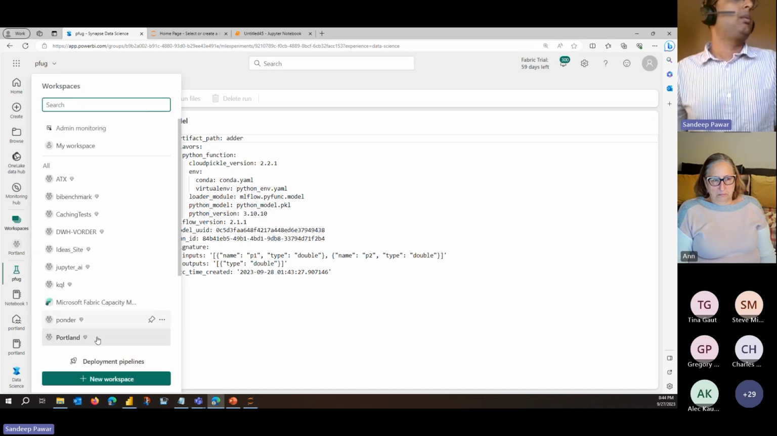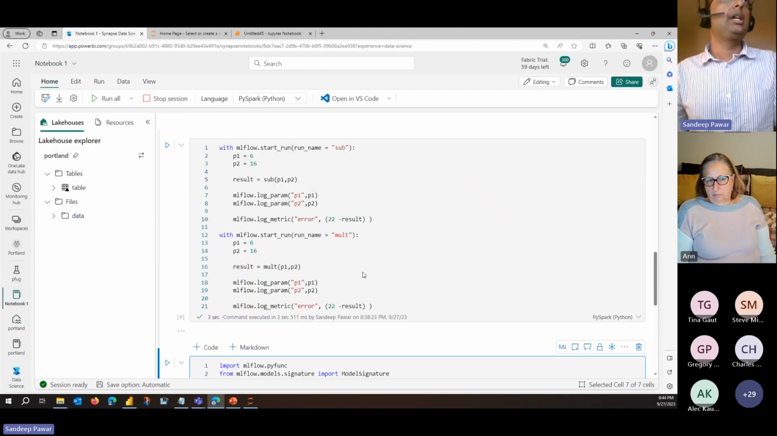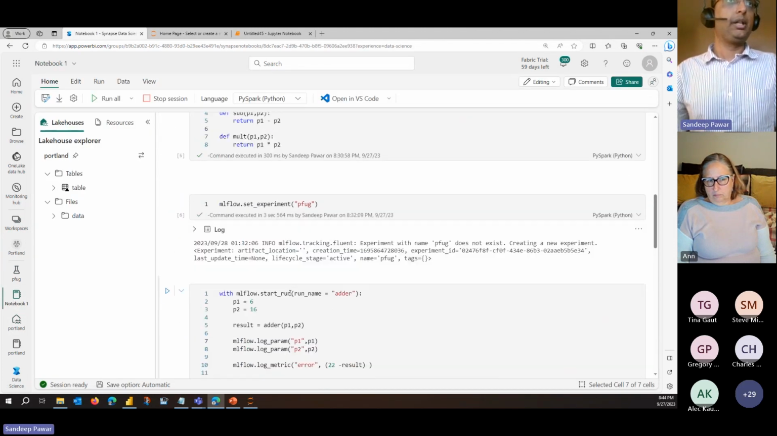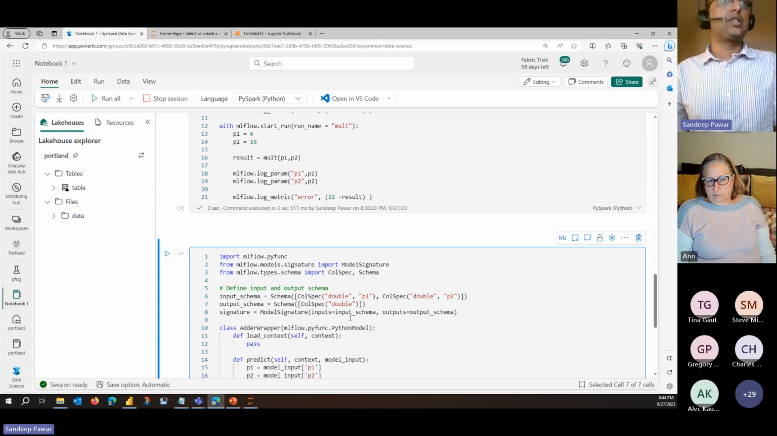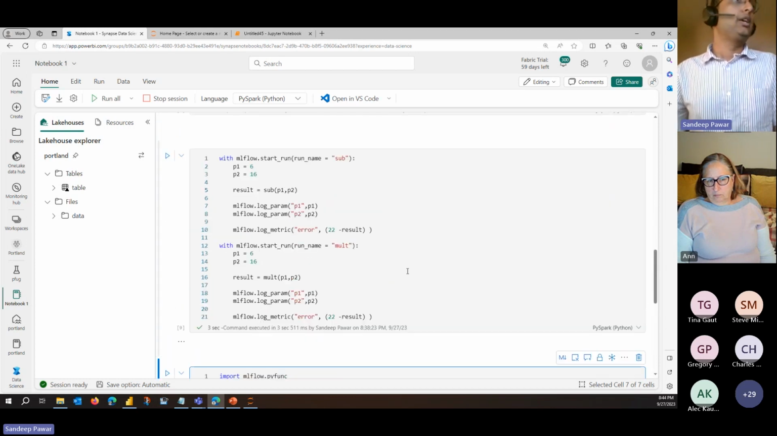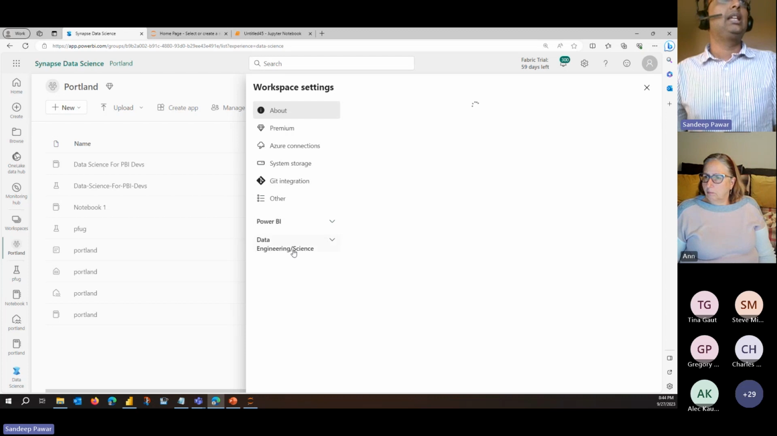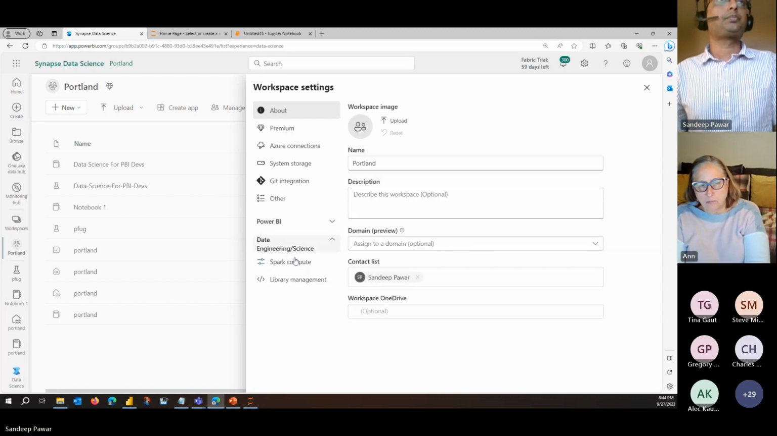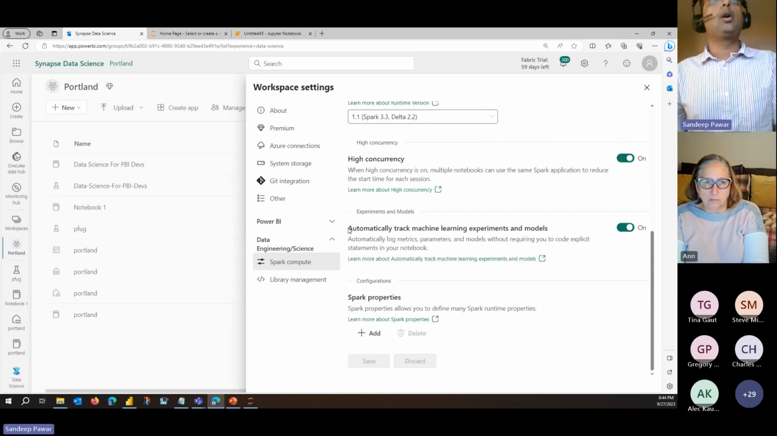Now, here is the nice part about Fabric. The whole thing that we just went through, creating this mlflow.start_run and then signature and then logging model and all of that, you actually don't even have to do any of this stuff, because if you go to the workspace and the workspace settings and then go to data engineering, go to Spark Compute, you will see right here automatically track machine learning experiments and models. By default, it is on.